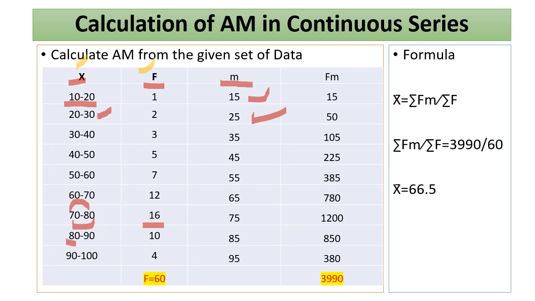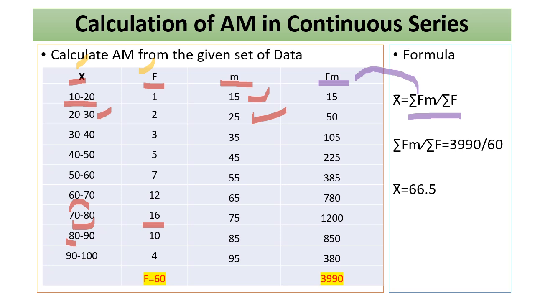Now then we have a look at the formula. The formula goes as x bar equals sigma fm divided by sigma f. This x bar, by this time we all know, is the average. Sigma stands for sum total: the sum total of the product of the midpoints with their respective frequencies. You take a sum total of the product of the both and you divide it by the sum total of the frequency. So therefore, understanding from the formula itself, we need to have an fm column.